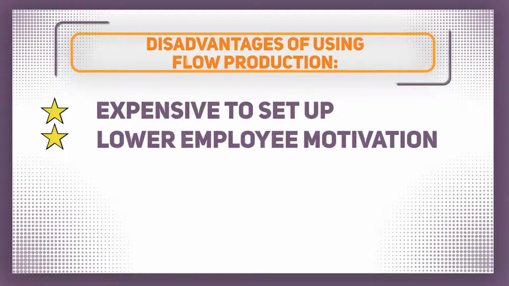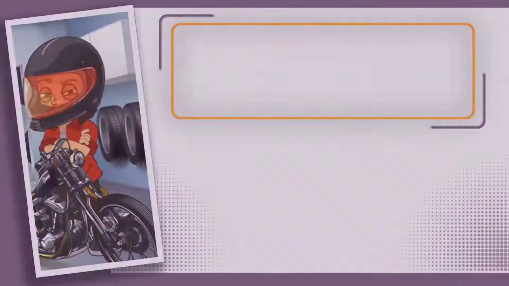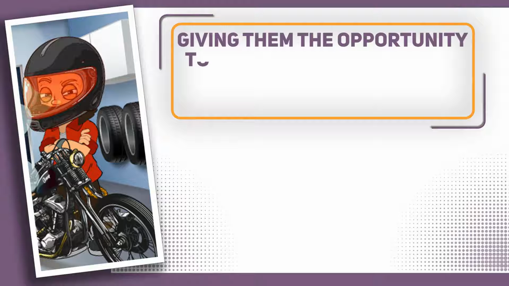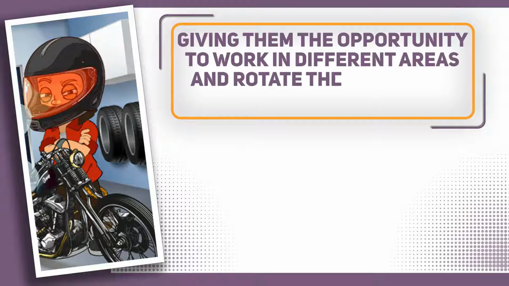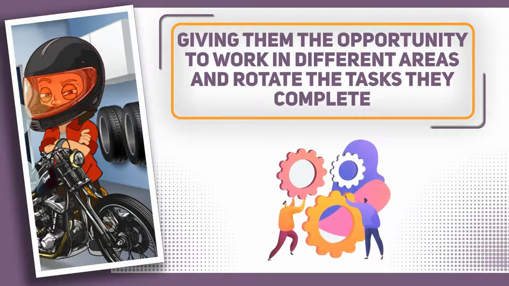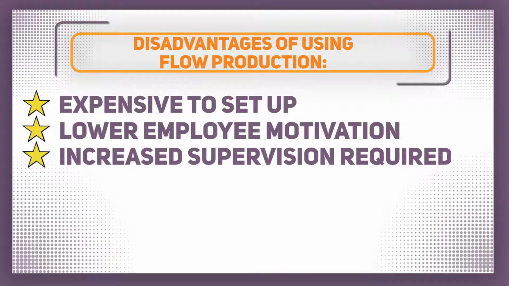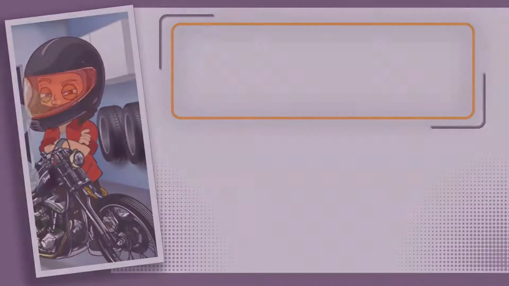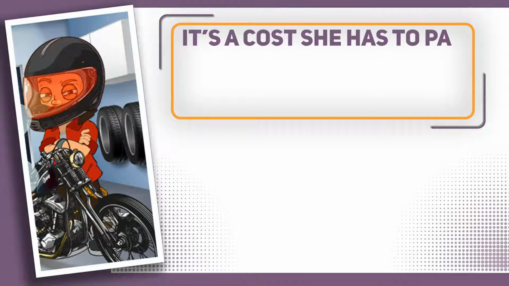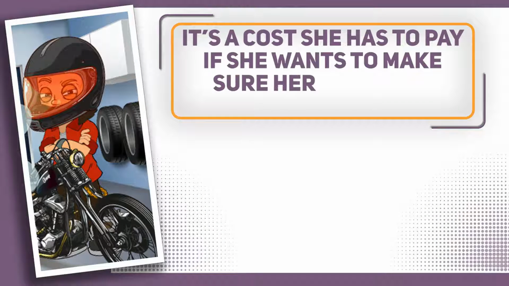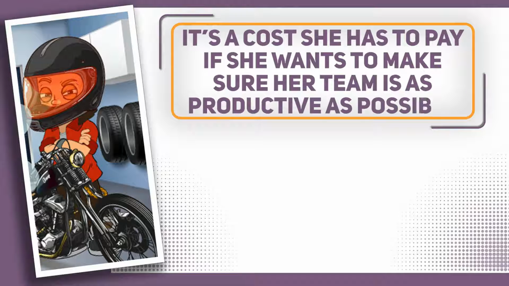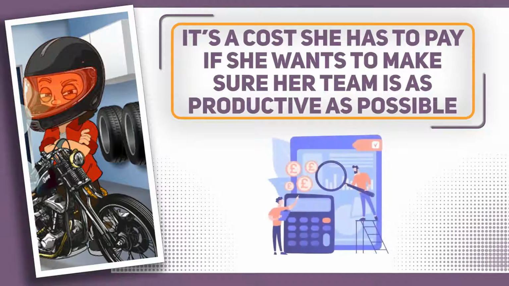Dawn has had to invest a lot of money in training so that her employees stay motivated and productive, including giving them the opportunity to work in different areas and rotate the tasks that they complete. She has also had to make sure that she has enough supervisory staff in order to make sure everyone is doing what they should be doing. The wages of these supervisors are relatively expensive, but it's just a cost that she has to pay if she wants to make sure that her team is as productive as possible.